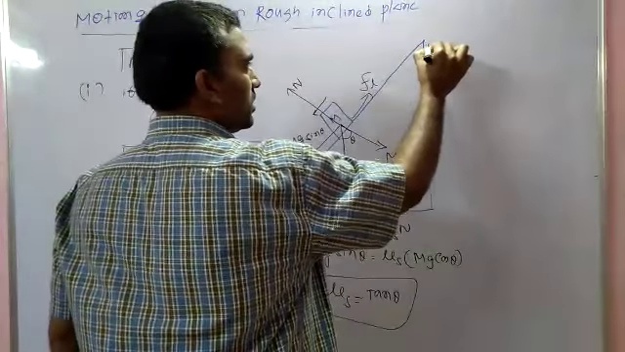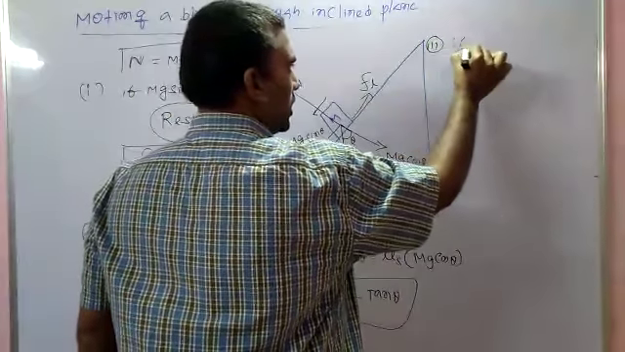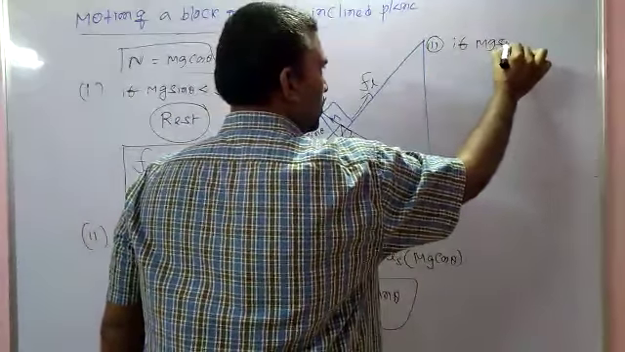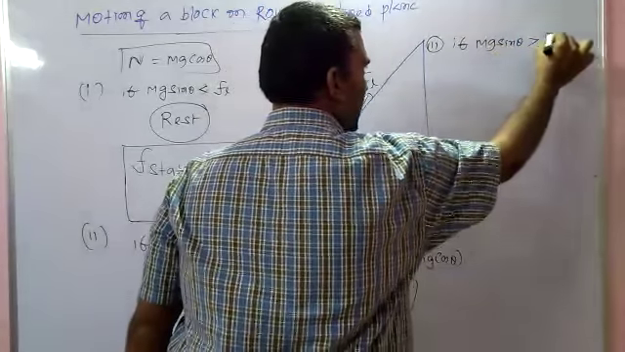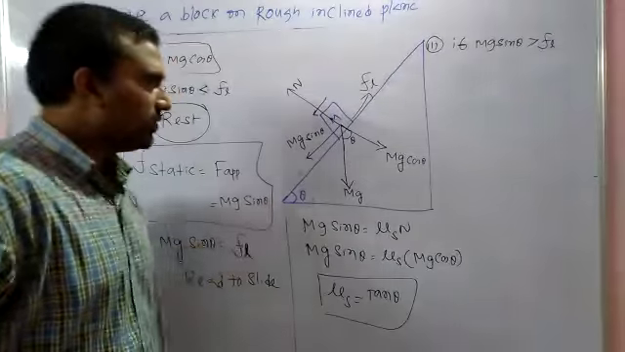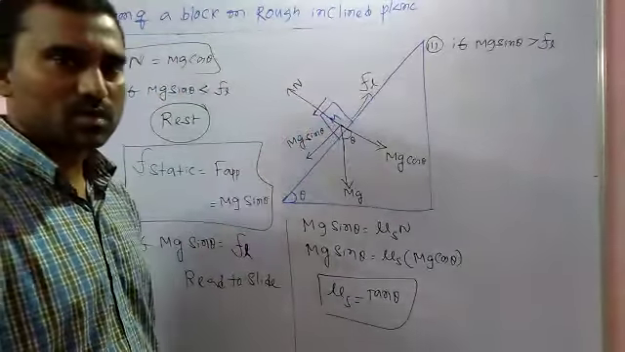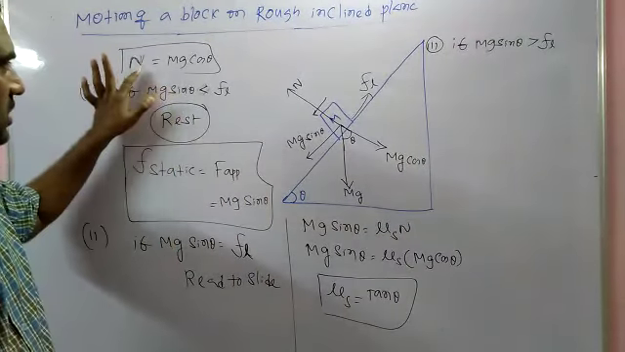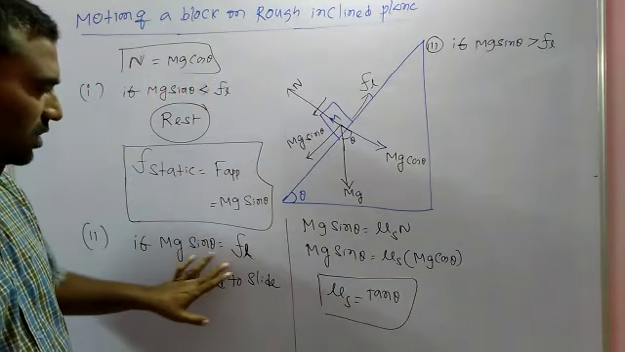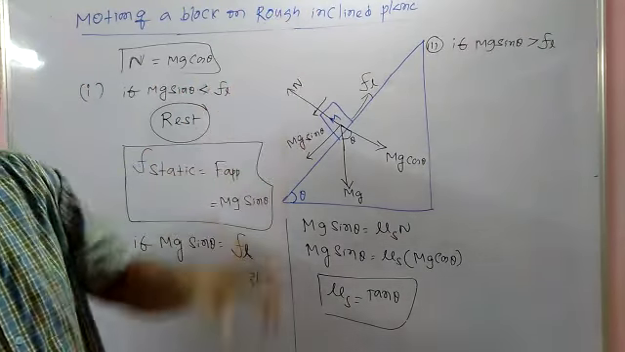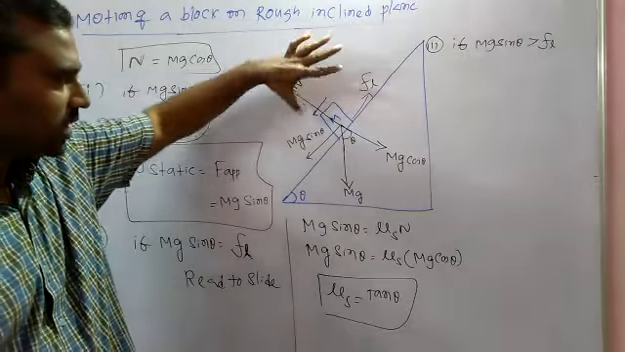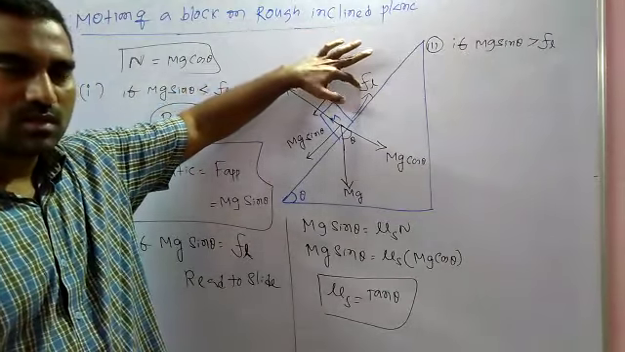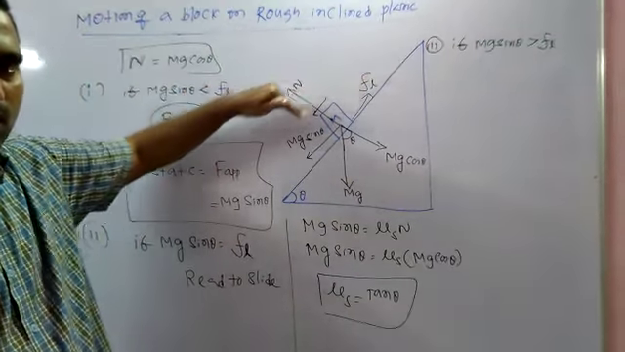Now case 3. If mg sin theta is greater than limiting friction, what happens? I am explaining three concepts: mg sin theta less than friction, mg sin theta equal to limiting friction, and mg sin theta greater than limiting friction. If mg sin theta is greater, the block slides down.